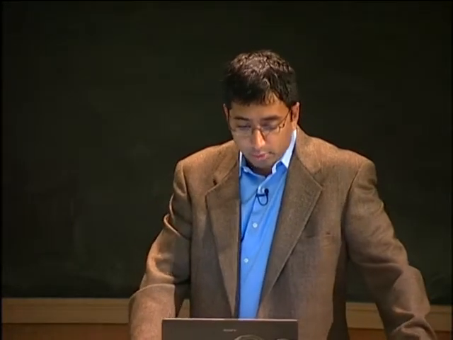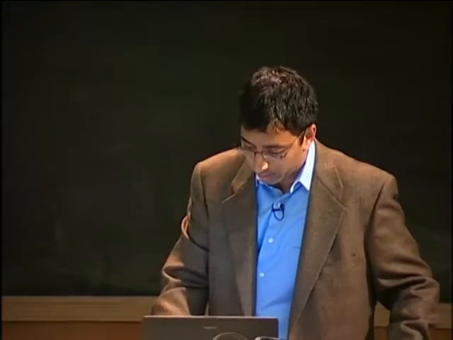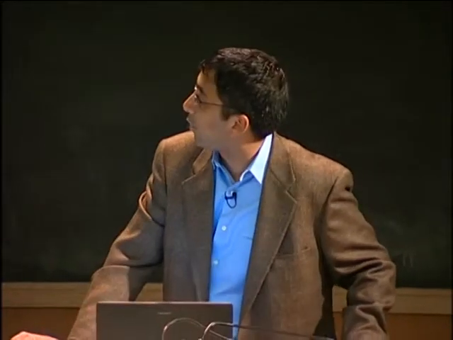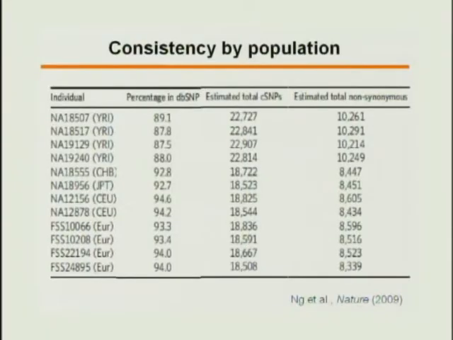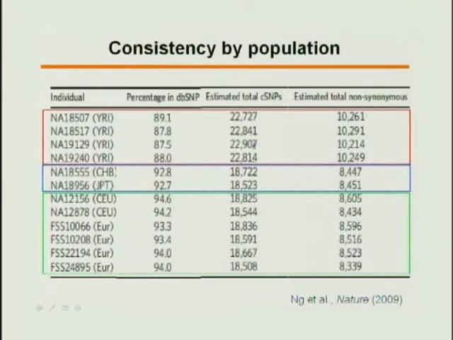We published this pretty recently in Nature, sequencing exomes of 12 individuals that I'm showing here, and we can essentially calculate the total number of non-synonymous variants across the genome, and you see it's very consistent by population. So these are 6 Europeans, 2 Asians, and 4 Yorubans, or African descent individuals, and it basically corresponds with what we expect based on the expectations for these populations.